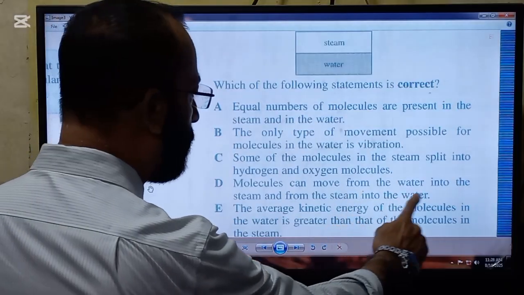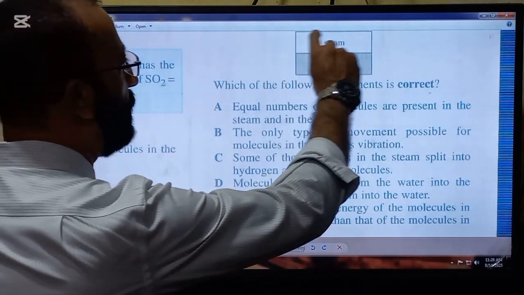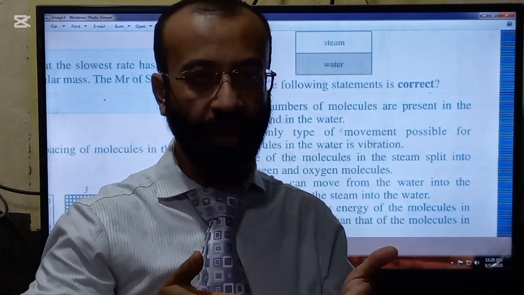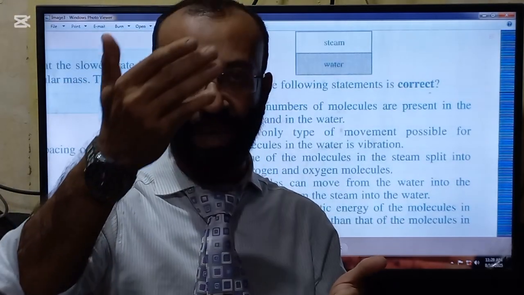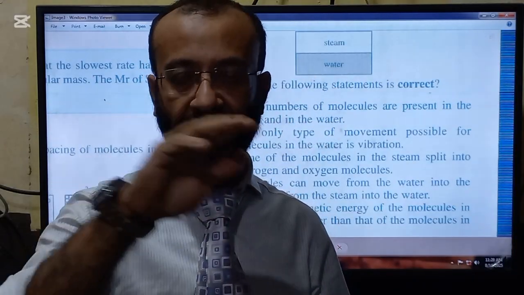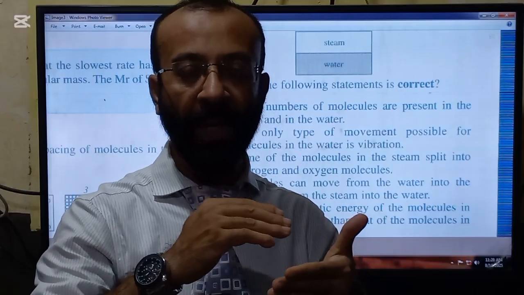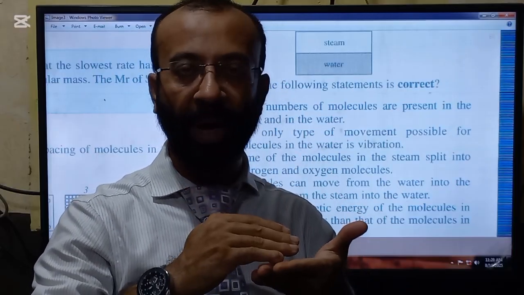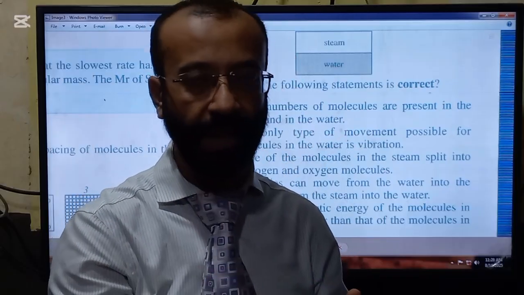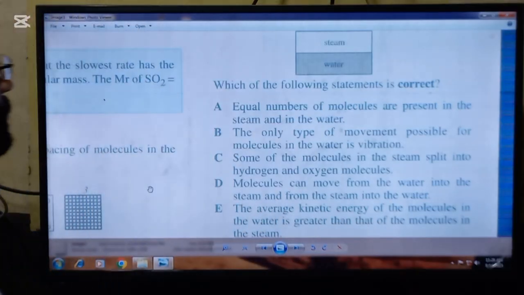Molecules can move from the water into the steam and from the steam into the water if the volume remains the same. So it means the rate at which the water boils into the steam should be equal to the rate at which the steam condenses into the water. So both rates will be equal. The rate at which the water boils into the steam should be equal to the rate at which the steam condenses back into the water. So D should be the answer.